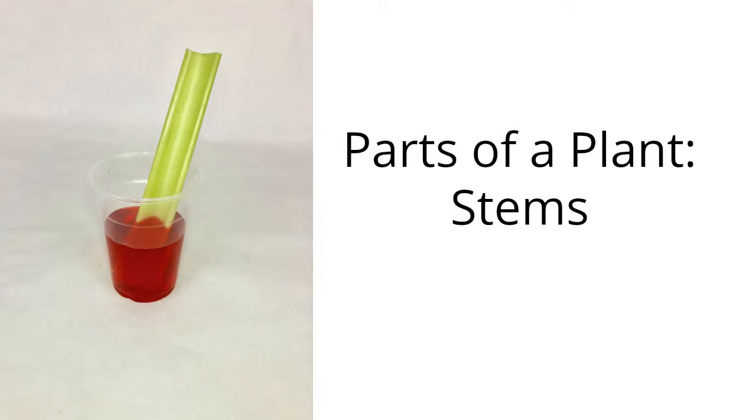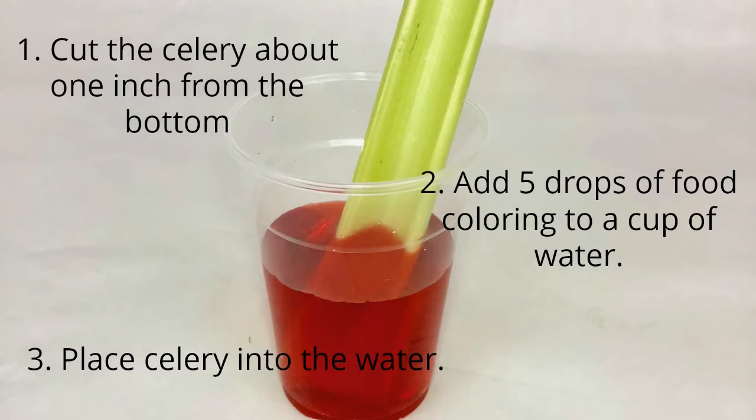Parts of a plant. Stems. In this investigation, we will use food coloring to show the functions of plant stems. First, cut the celery about 1 inch from the bottom. Add 5 drops of food coloring to a cup of water. Place the celery in the water.